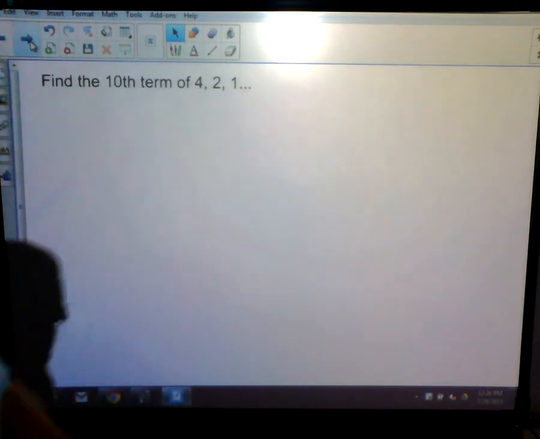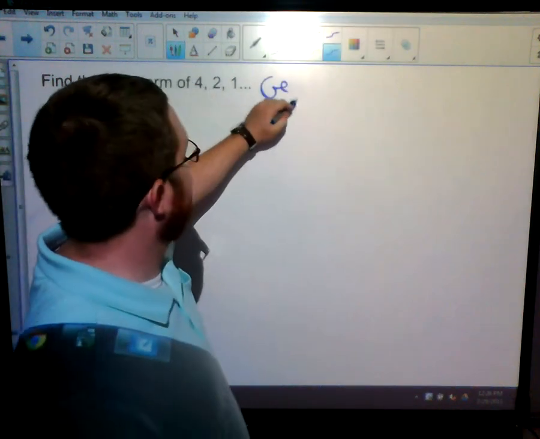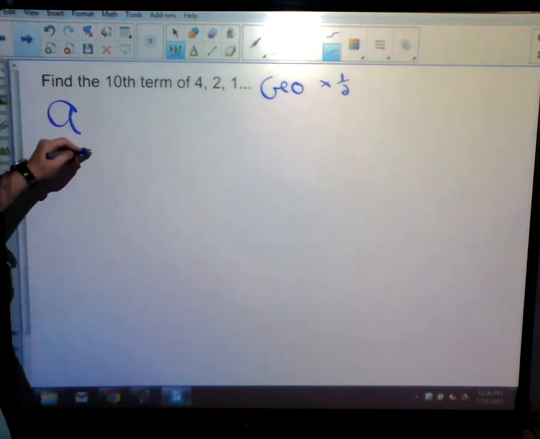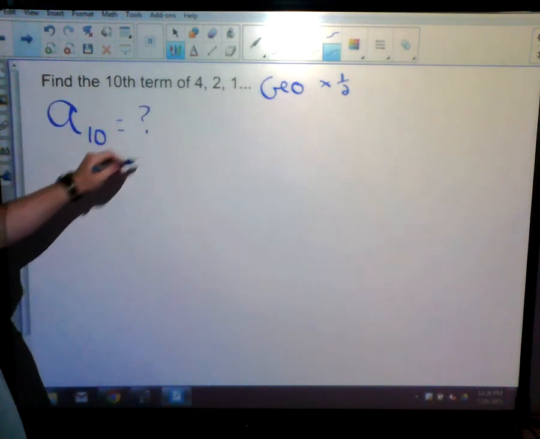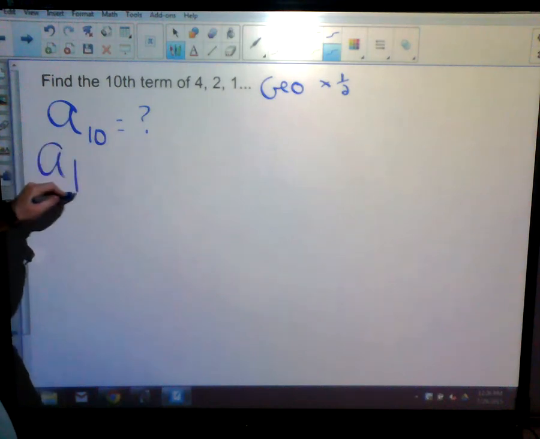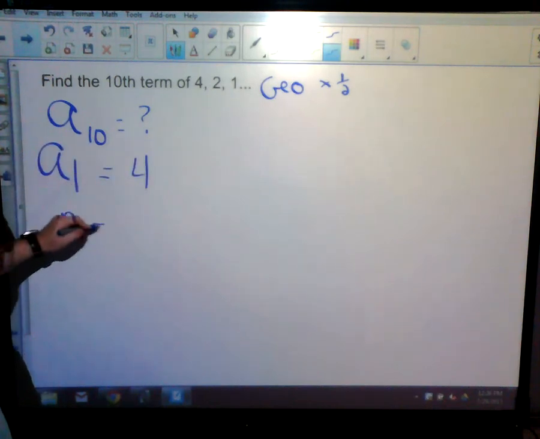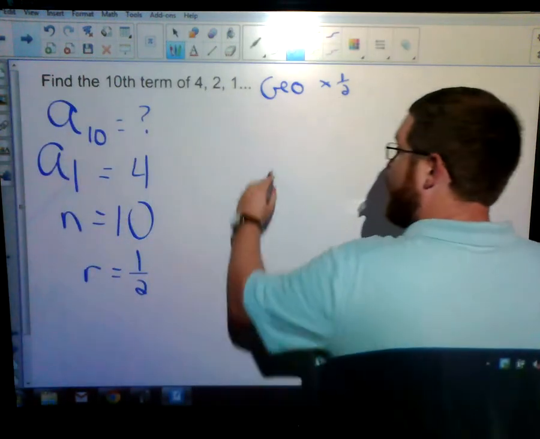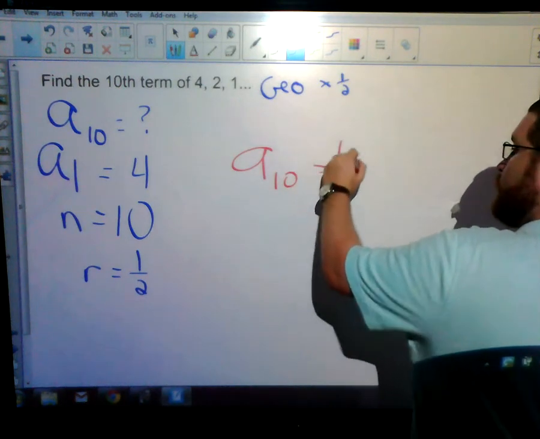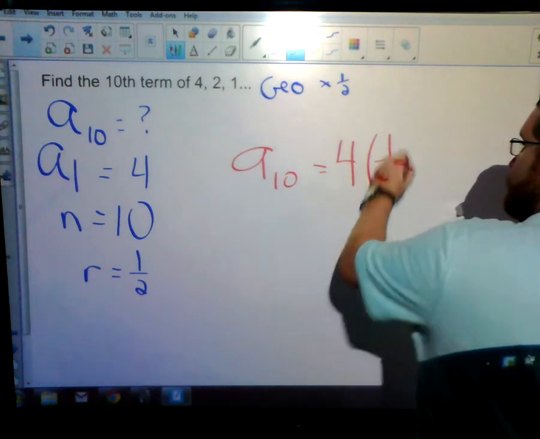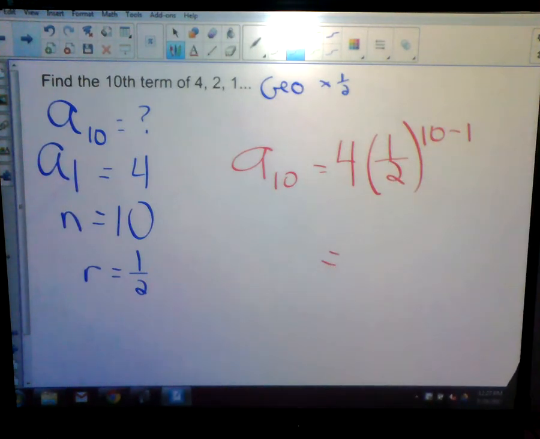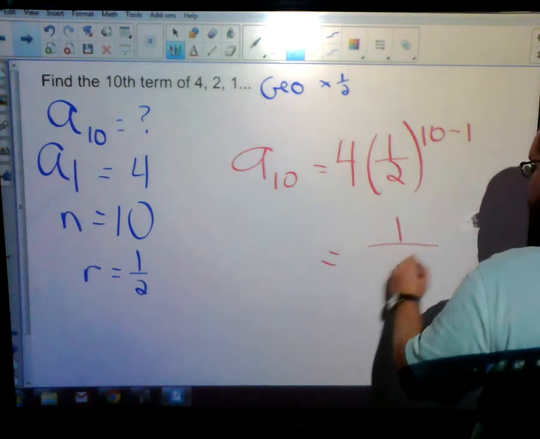Find the 10th term of this one. Well, it's geometric, because you're multiplying by 1/2. So A sub 10 is what I don't know. I know that A sub 1 is 4. I know that N is 10. I know that R is 1/2. So A sub 10 is equal to A sub 1 times R to the N minus 1. Which is a crazy decimal, as a fraction it's 1/128.